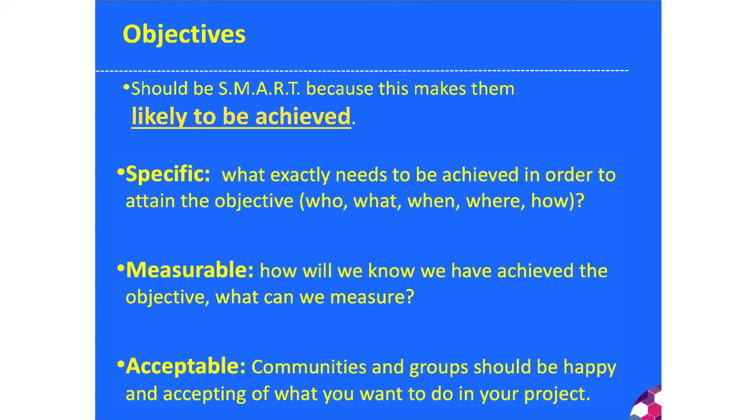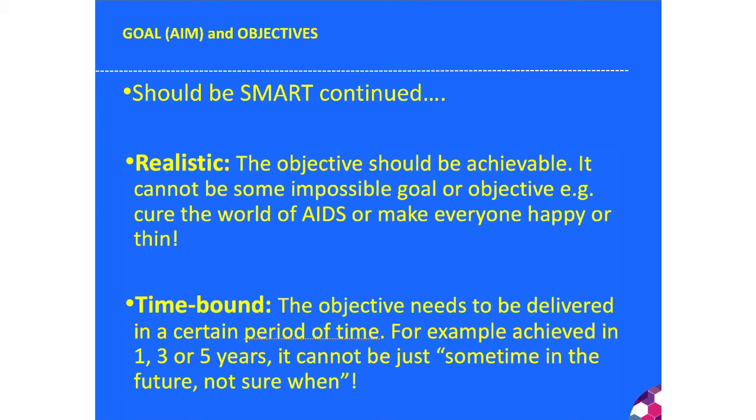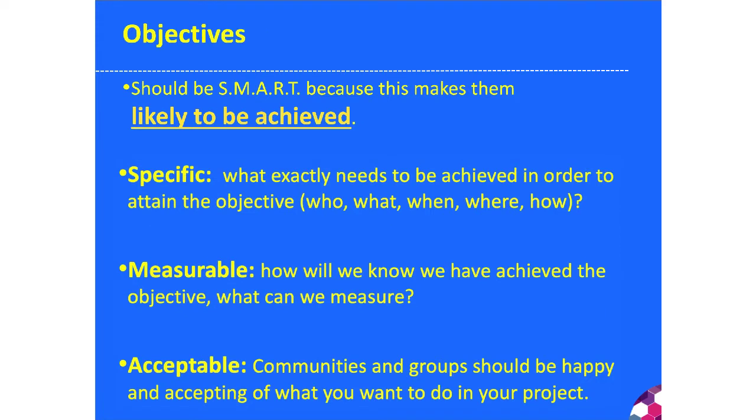So it's specific, measurable, acceptable, realistic, and time-bound. So specific means what exactly needs to be achieved in order to attain the goal. And it's about who, what, when, where, how. Measurable means how will we know we have achieved the specific objective that we are hoping to achieve. Because if we can't measure it, then we can't know whether we've achieved that objective.